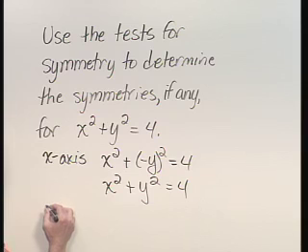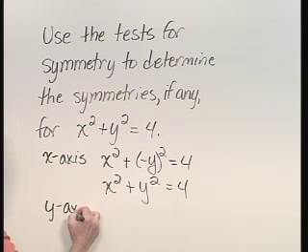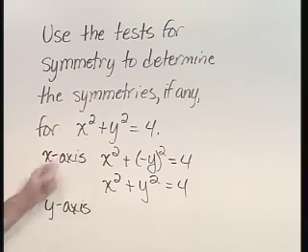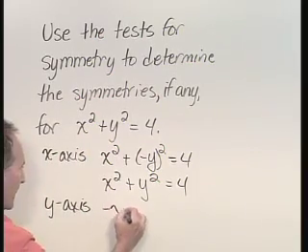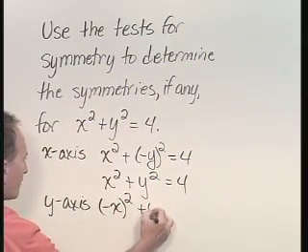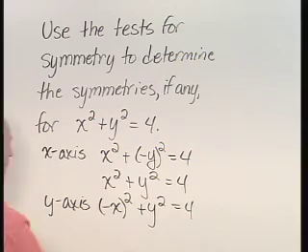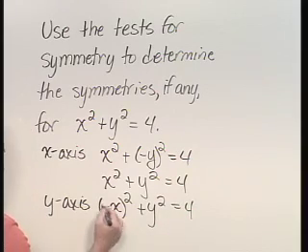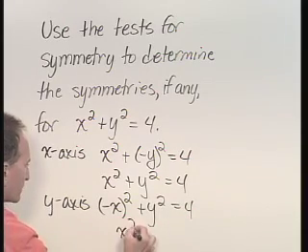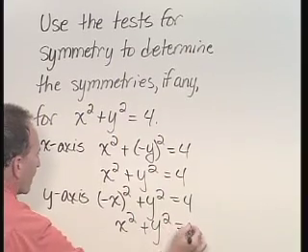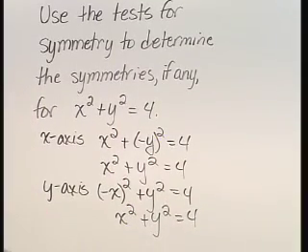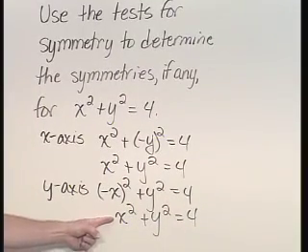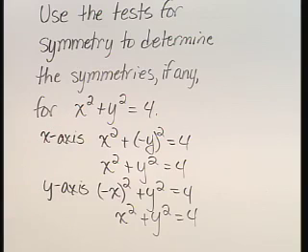For symmetry with respect to the y-axis, we substitute in the opposite of x for x. So the opposite of x, quantity squared, plus y squared equals 4. The opposite of x, quantity squared, is x squared. Then plus y squared equals 4. We see that this equation is the equivalent of the original equation, so it is symmetric with respect to the y-axis.